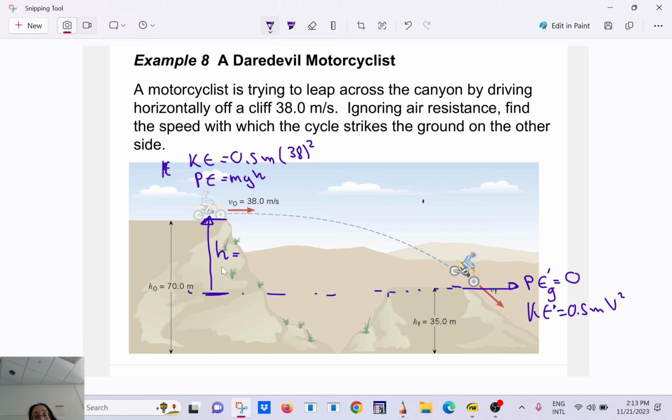So what's going to be the height here? No, 35, right? You could take 70, but then you will have to start from here. So it's easier if you take just here. You can do whatever you want. You can take the potential energy to be zero wherever it's more convenient for your computations. It makes the computation easier if you take the height equals zero here. I will show you after what it means if you don't do that. But let's do the easier first. So 0.5 m 38 squared plus, relative to here, potential energy is mg 35 equals no potential energy here plus 0.5 mv squared.